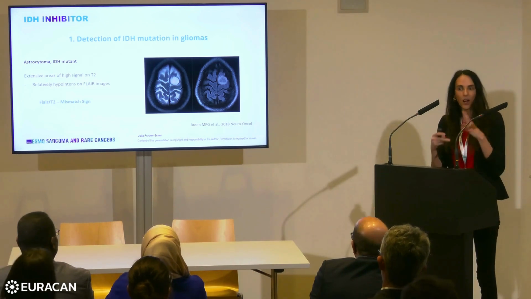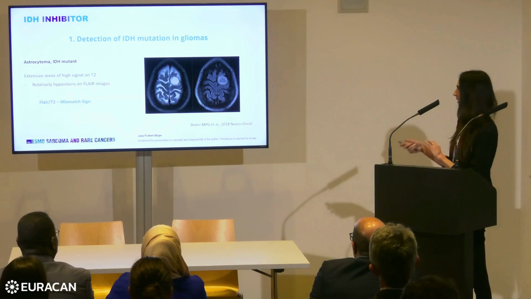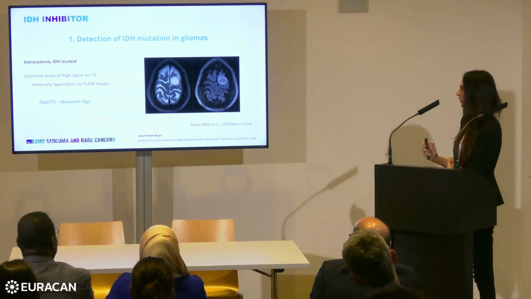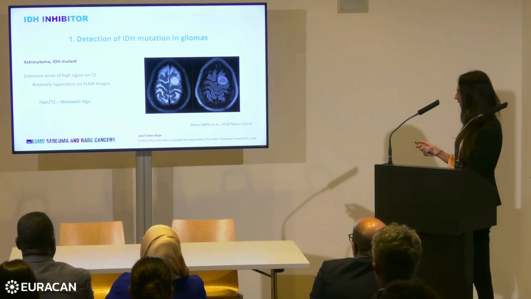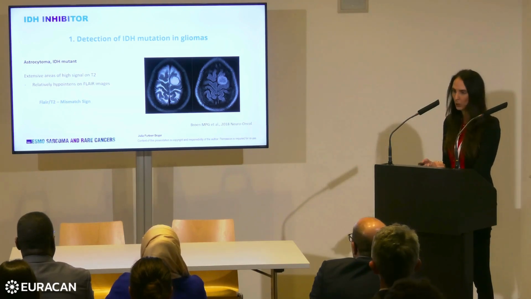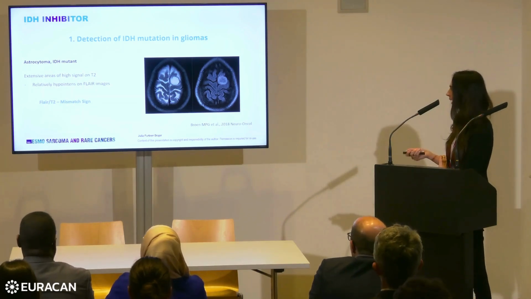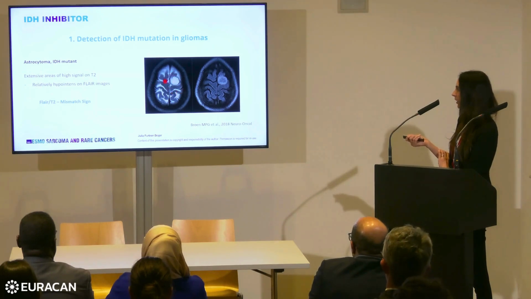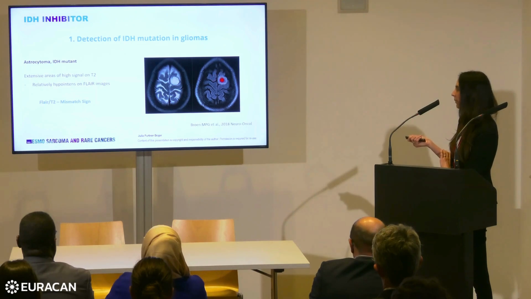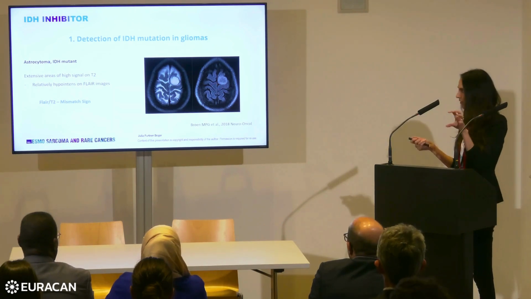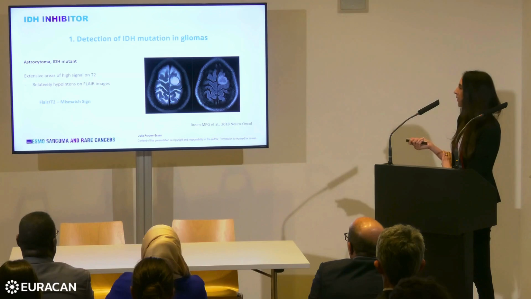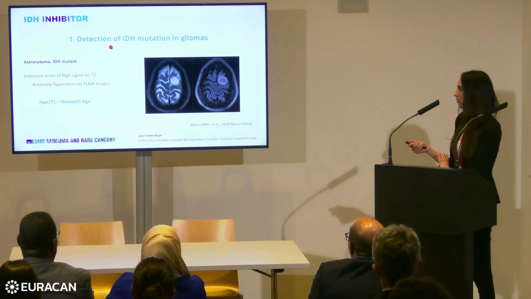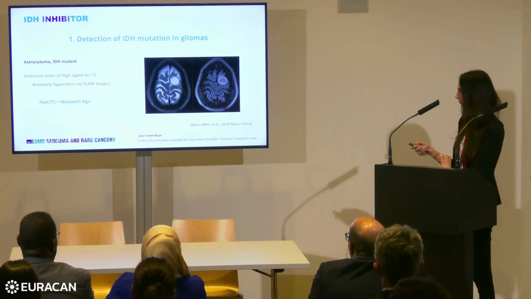Let me say there are hints or signs that this could be an astrocytoma, IDH mutant. For example, the FLAIR-T2 mismatch sign, we already heard about it today. When you have an extensive area of high signal on the T2-weighted image, and in the corresponding FLAIR image a relatively hypointense signal, mostly in the center of the lesion, this is a very characteristic feature of an astrocytoma, IDH mutant.